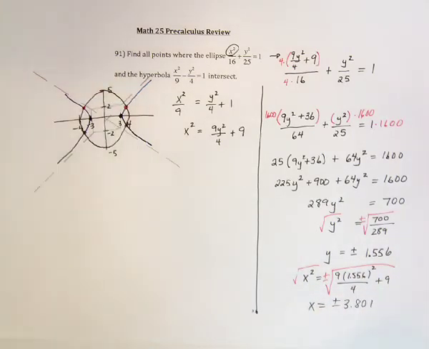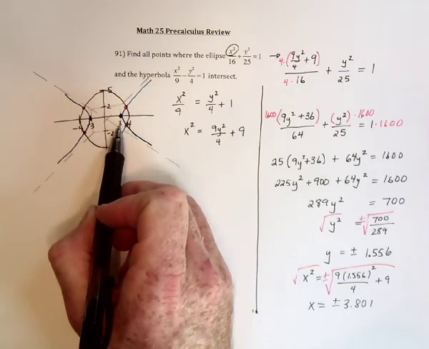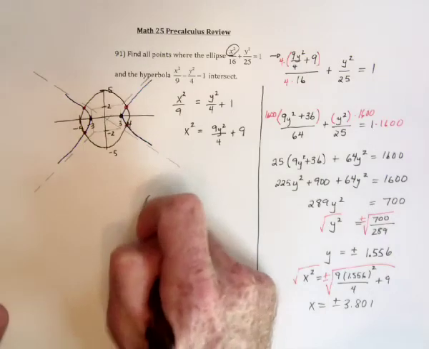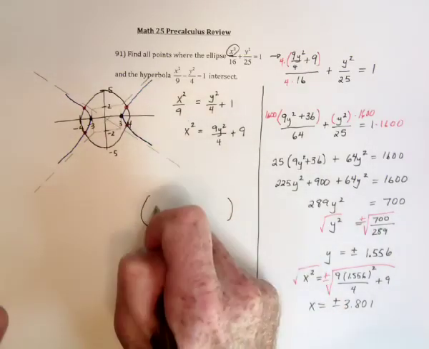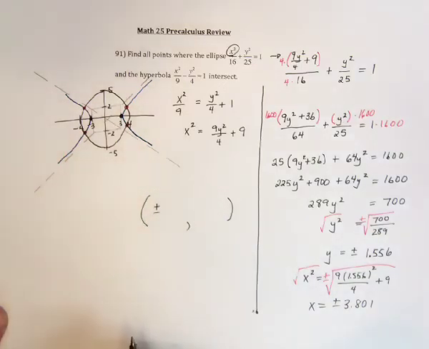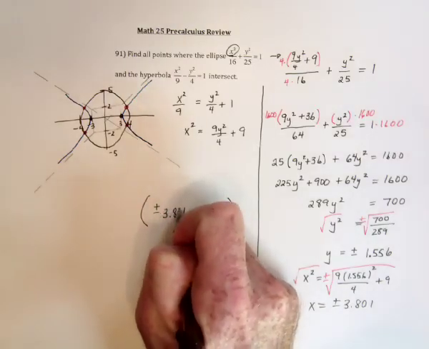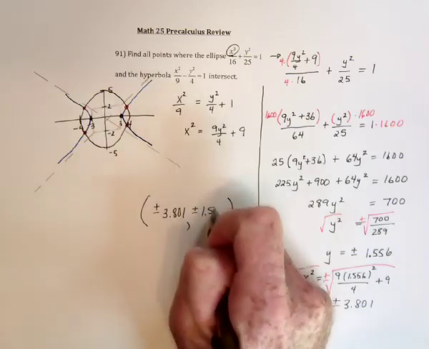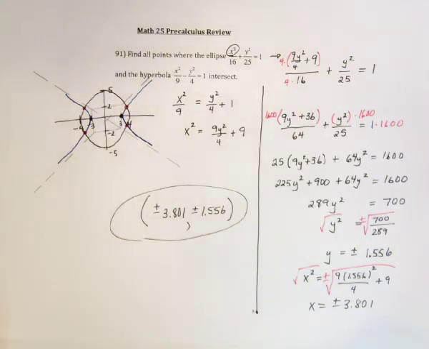And again, look and see if that makes sense. The red dot, according to this picture, has to be between 3 and 4. So 3.801 sounds good. The final thing, write it as an ordered pair. So x, here's a way you can write all 4 answers at the same time. You just say x is plus or minus 3.801 and y is plus or minus 1.556. And then that takes care of all 4 of those red dots.